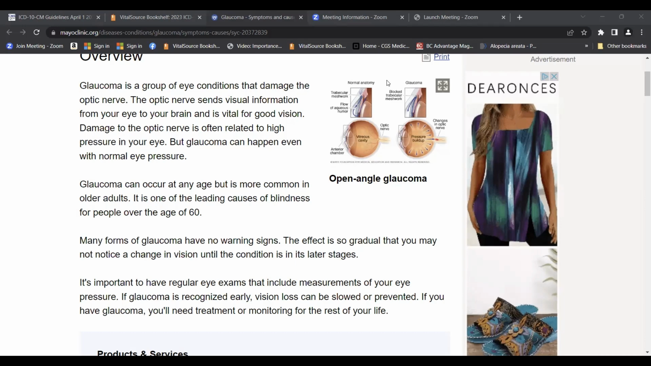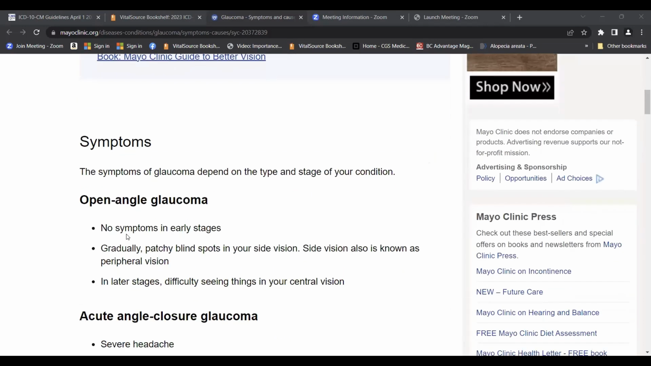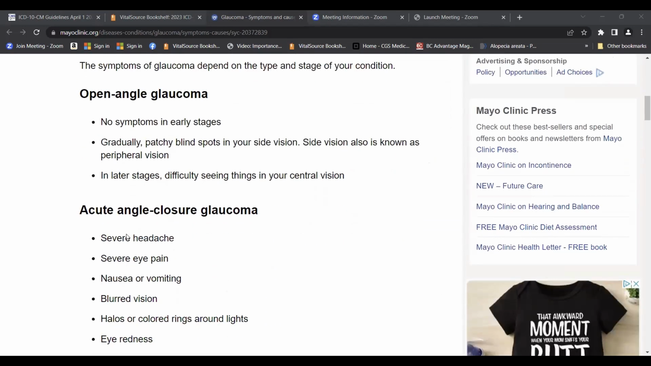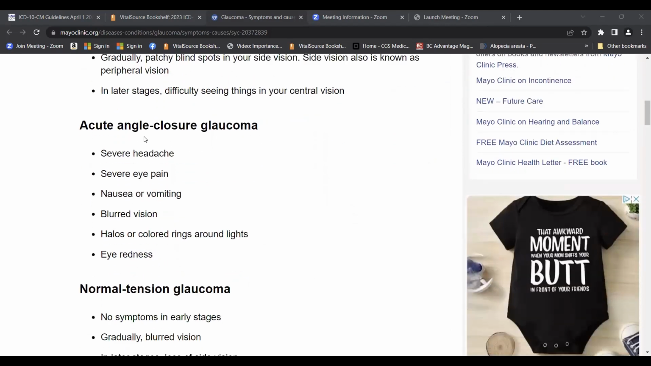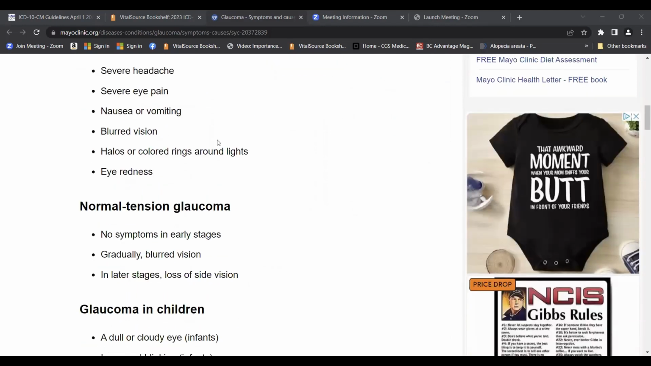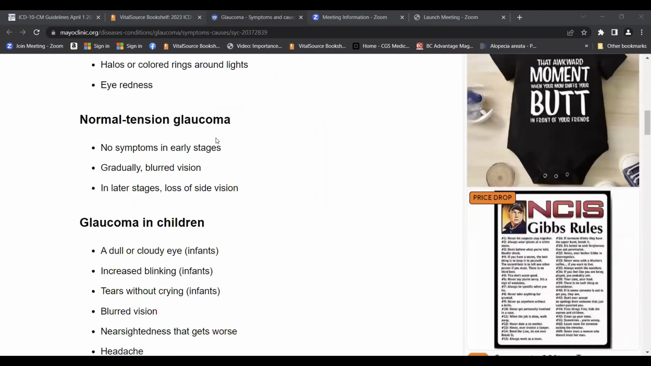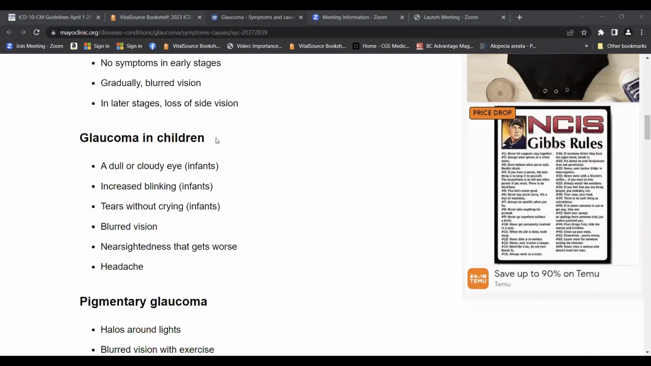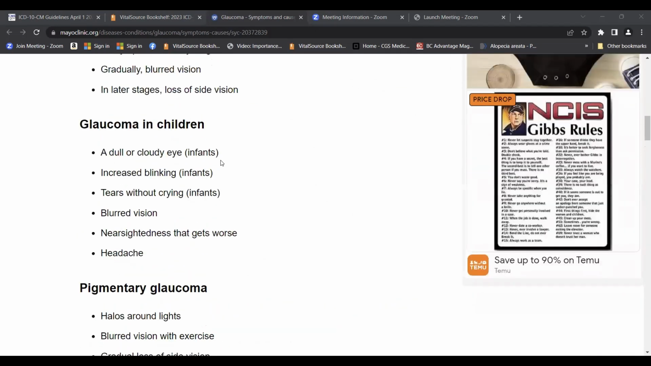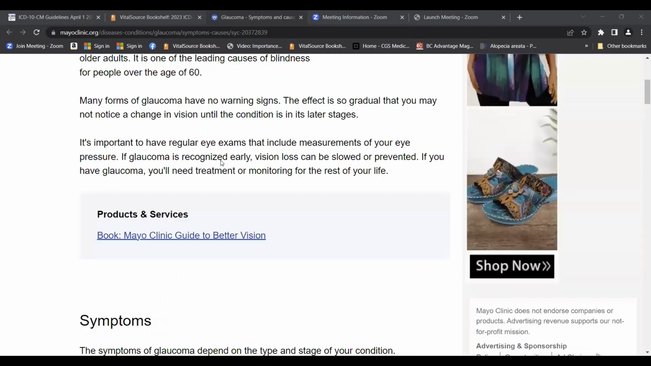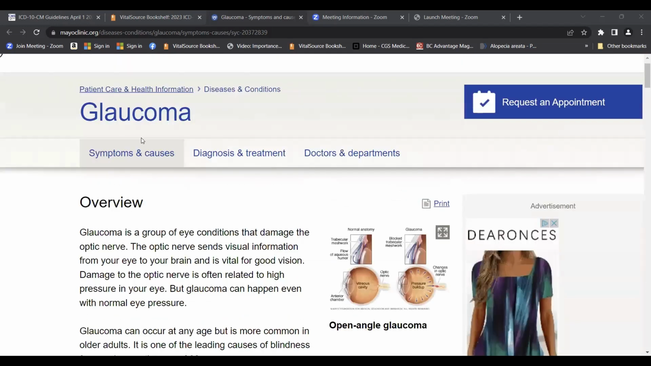But did you know that there is more than one type of glaucoma? So notice some of the types mentioned along with the symptoms. We have open angle glaucoma. You have acute angle closure glaucoma. How about this one? Normal tension glaucoma. And then they talk about glaucoma in children, pigmentary glaucoma. So I show you this to say if you've only heard of just glaucoma, well, there are different types of glaucoma, and it does affect us in ICD-10 coding.